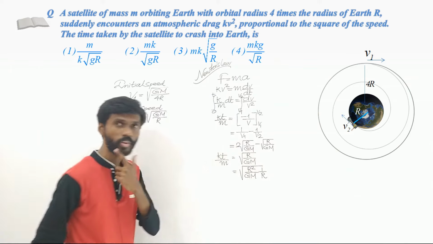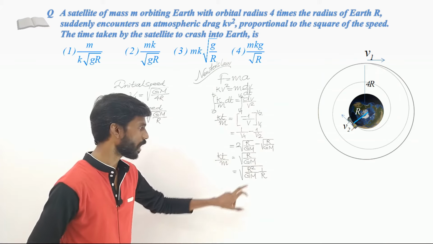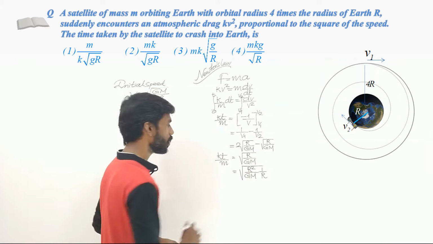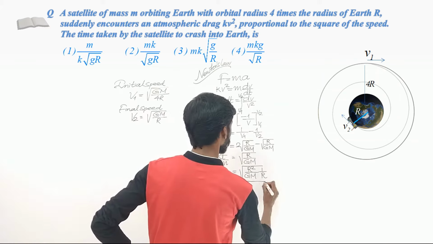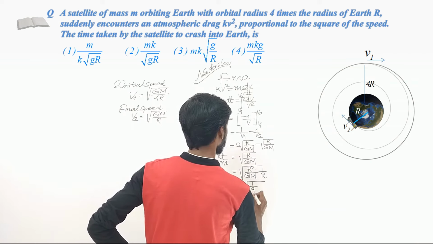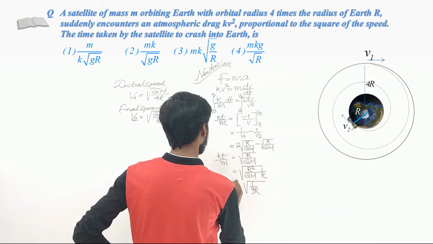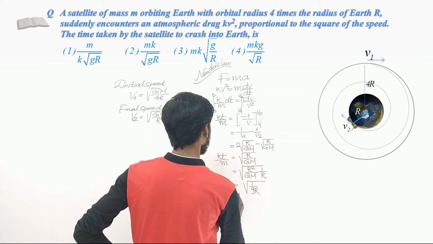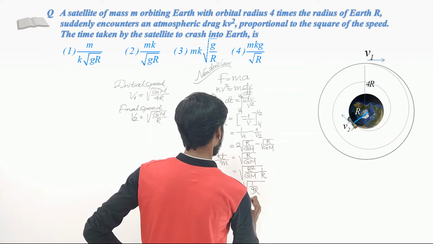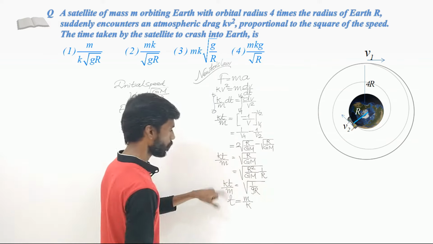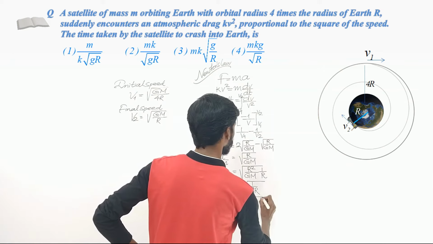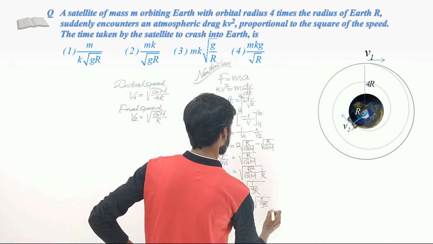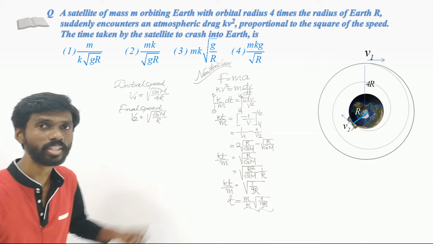So what is the formula for the acceleration due to gravity? That is GM divided by R squared. So this value is simply the square root of the reciprocal of that, 1 by gR. So that is the value of kt divided by m. So that gives you the required answer t: m divided by k multiplied by 1 divided by root gR, and that is the answer to the question.